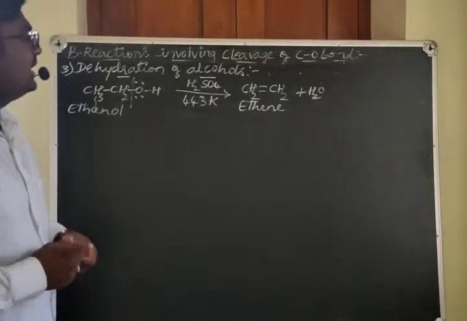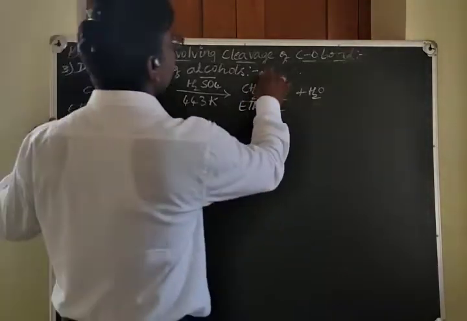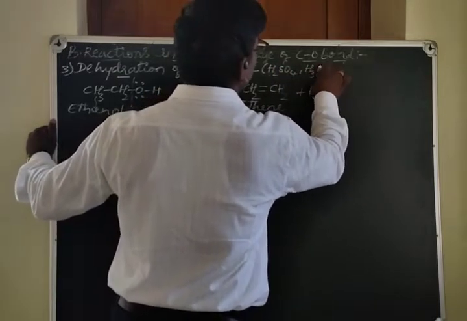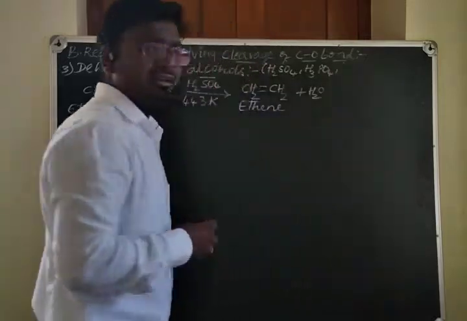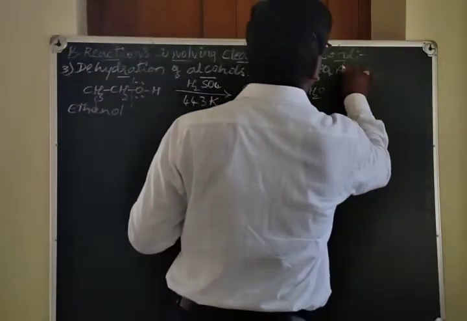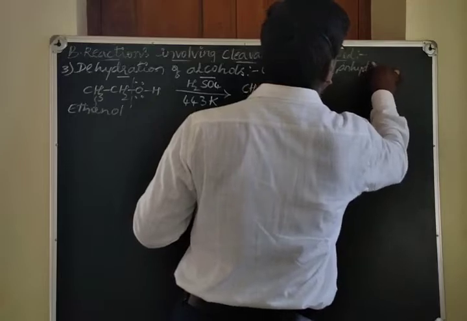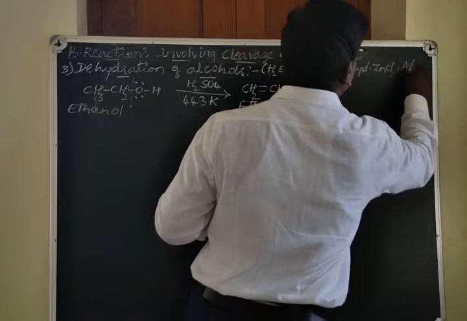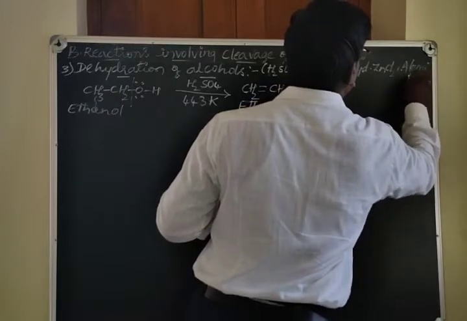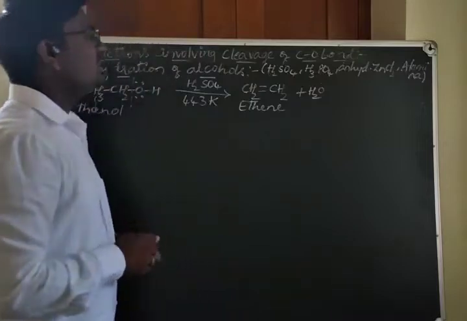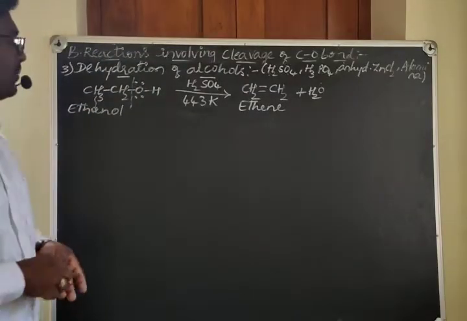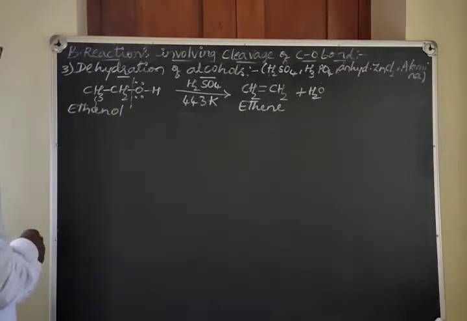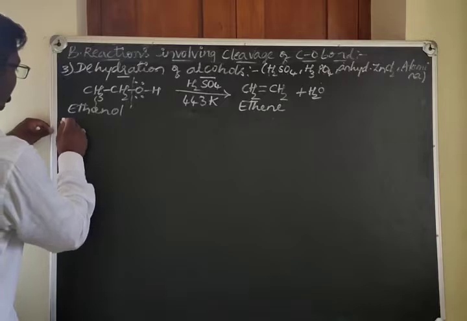The dehydration of alcohols can be done by using H2SO4, H3PO4, or anhydrous zinc chloride and anhydrous alumina. When you use these, you can see the dehydration of alcohols. Yes, let's see the mechanism of this dehydration of ethanol.